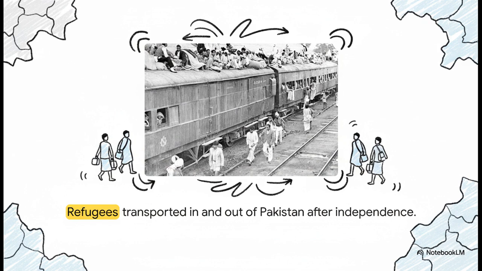Just imagine these special trains, heavily crowded with people literally sitting shoulder to shoulder on the roofs and hanging out the windows. These were used to transport refugees in and out of Pakistan after the area gained its independence from Britain. It really grounds our geopolitical theory in a stark human reality. Millions of everyday people were uprooted from their homes simply because the map of the world was being rapidly redrawn.